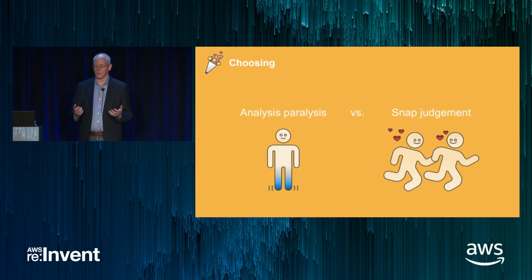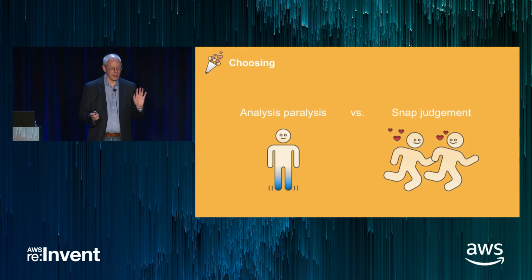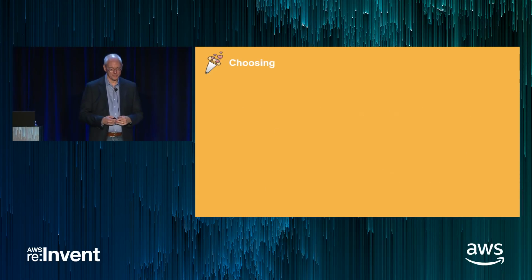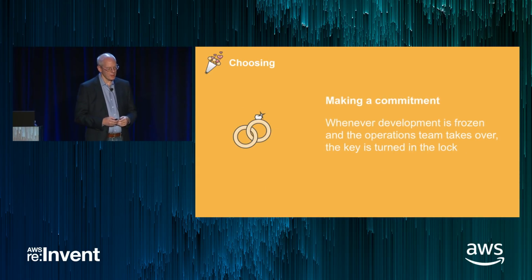You don't want analysis paralysis, or a snap judgment. It's like cold feet or the Vegas wedding. I guess we're in the right place. Hopefully no one gets married during re:Invent. But right, with both of these you want to be somewhere in the middle, where you are making a considered opinion, but you're not just going to sit there and not make your mind up forever. So you're going to make this commitment.